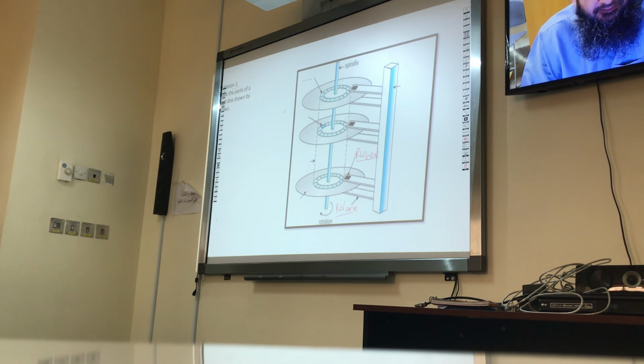What's this? This is what? Track. Yes, this is a track because it's one full circle on the surface. What is this? Sector. Yeah, sector is the smallest portion on the track. What is this? Cylinder. Okay, these are tracks on top of one another.